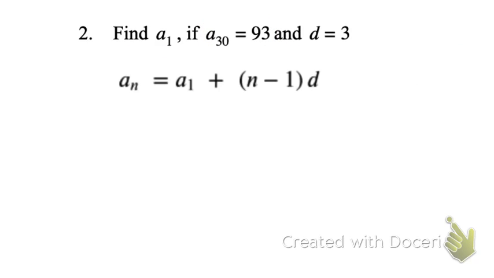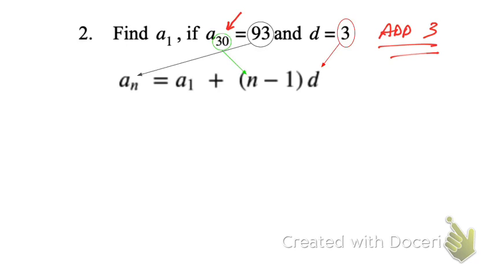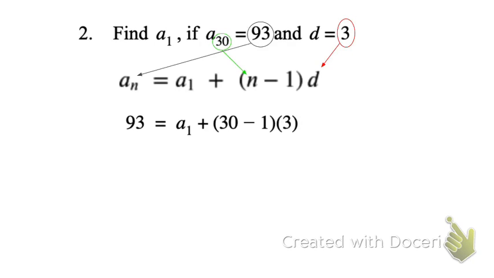So when we go fill in our formula, the 30, if you can see that green, the 30 is your n. It's the position you're in. The 93 is the number you see. That goes over here where a sub n is. Okay. And of course the D is 3. So what are we doing here? We're adding 3. We are adding 3 as we go. Now real quickly before I fill in the rest of this, if I'm going to the 30th number, how many 3s will I add? Hopefully you said 29. But if we fill in all these positions now, you should get an equation that looks like that.